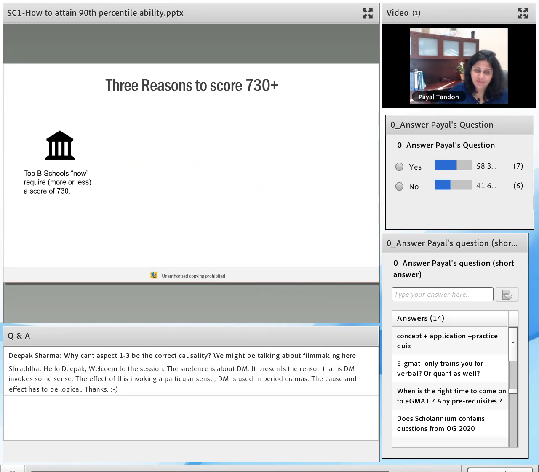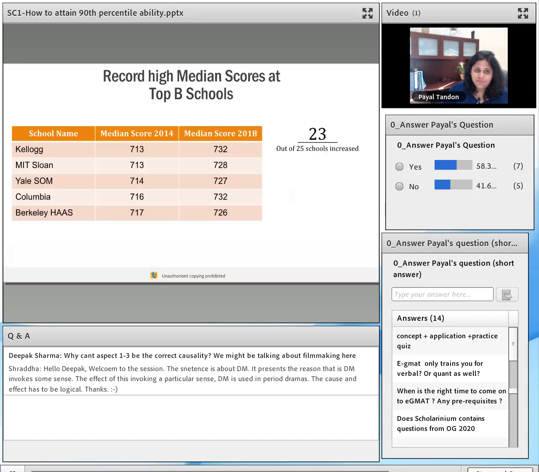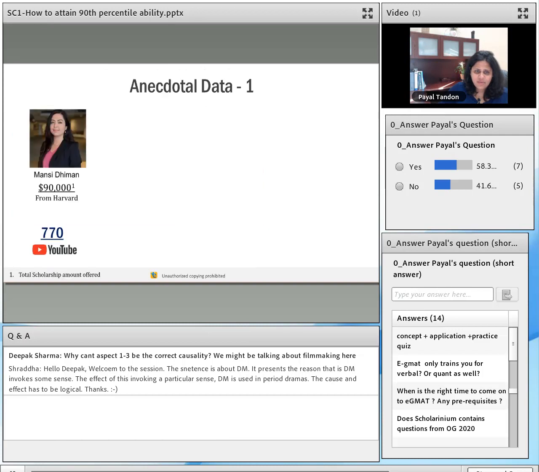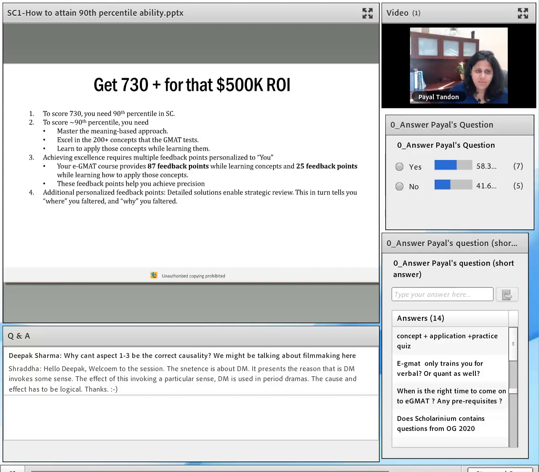3 reasons to score 730 plus. Top B schools now require a score of 730. More than half of the scholarships offered by any top university go to students who score 730 plus. The ROI that you get over a 10-year period is upwards of $500,000 if you do your MBA from one of the top B schools, which means that a 730 plus score is a must. Okay. So, again, these are just some of the slides which you may take a look at your own convenience. I'm going to leave you with this.